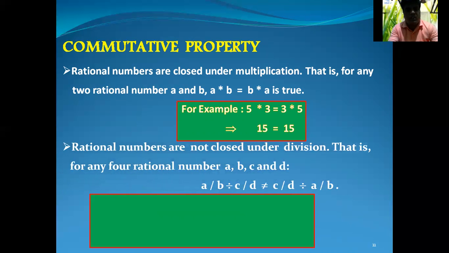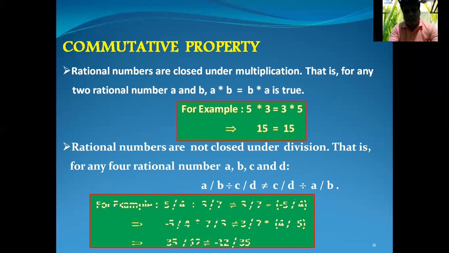Similarly, rational numbers are not commutative under division. That is, for any four rational numbers a, b, c and d, a by b divided by c by d is not equal to c by d divided by a by b. An example is given in the box below.